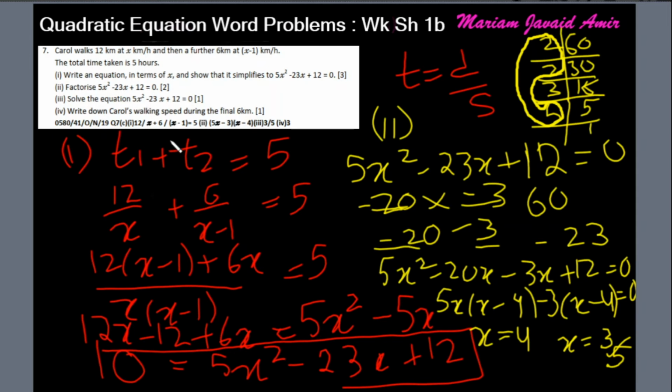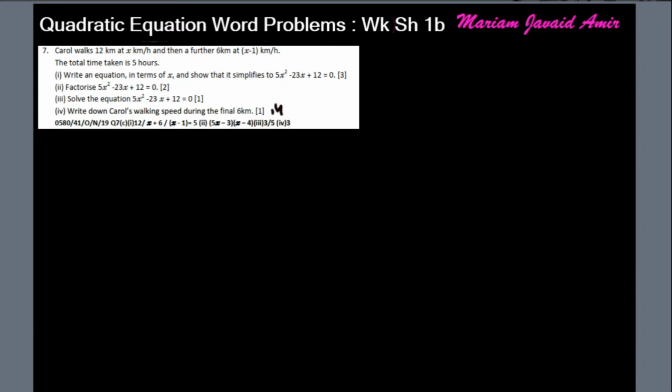And then for part 4, there's an answer missing over here. This should be a 4 with it as well. The last part simply states, write down Carol's walking speed during the final 6 kilometers. The final 6 kilometers has this speed, x minus 1, and we got two answers for x. We'll be using the one which gives us a positive speed, so we can't use 3 by 5. We'll be using 4. So 4 minus 1 is simply 3, which is the answer for part 4.